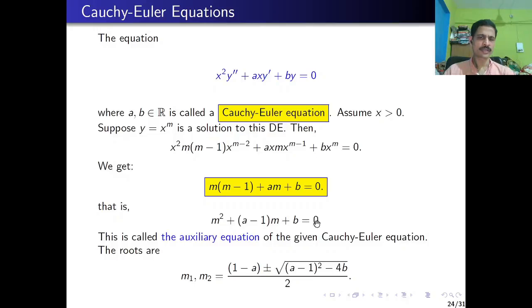On solving this quadratic equation in m, we get two values of m, namely (1 minus a) plus or minus square root of (a minus 1) whole square minus 4b, whole divided by 2. The two values are denoted by m1 and m2. These are the two roots of the auxiliary equation of the given Cauchy-Euler equation. Now, just like in the previous case, here also we consider the various cases and the corresponding solutions for the Cauchy-Euler differential equation.